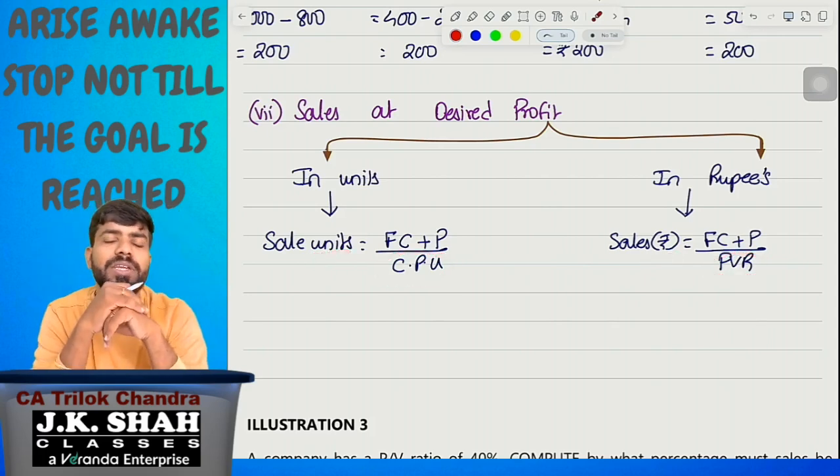Not only for this formula, all the formulas: break-even sales, margin of safety, sales at desired profit, indifference point, shutdown point, all these things. Even for the profit calculation, margin of safety units into contribution per unit, margin of safety rupees into PV ratio. Have you understood this? All of you.